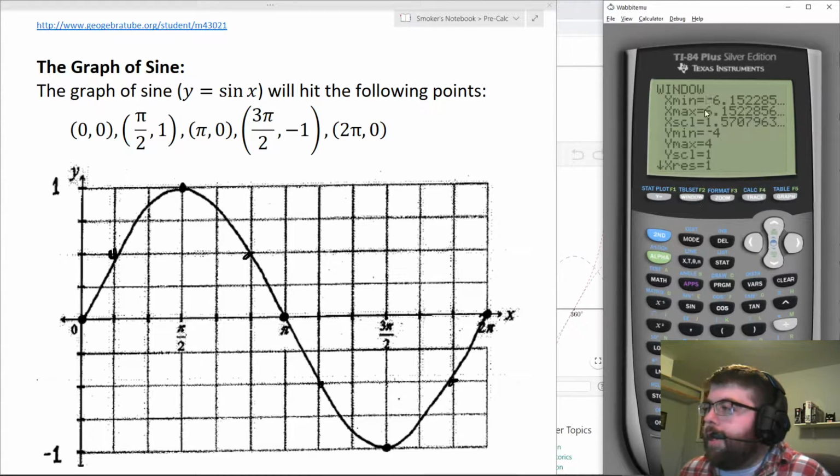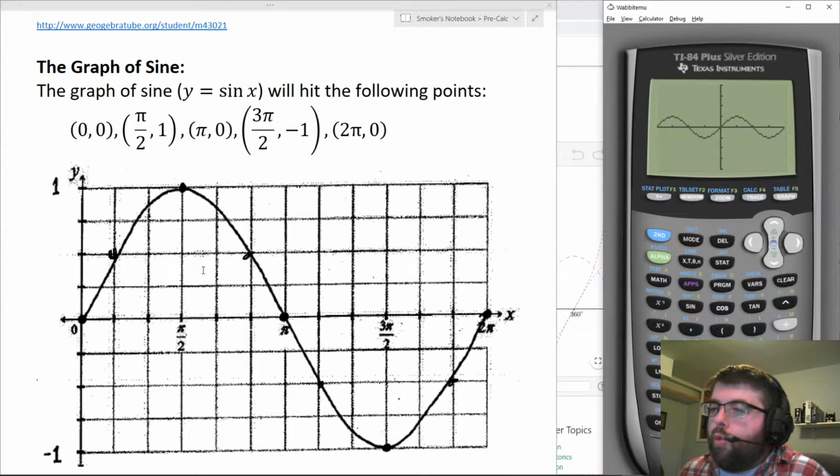If I go into window, I can see what it did, -2 pi, 2 pi. It changes the scale to this right here, 1.57, which I recognize as pi over 2. So that when you look at this graph, this mark right here is pi over 2. This would be pi, this would be 3 pi over 2, and this would be 2 pi. And thus, in our graph over here, we're not using the left side, we're just doing the right side. We're just starting here and ending here. So that's how you graph this.